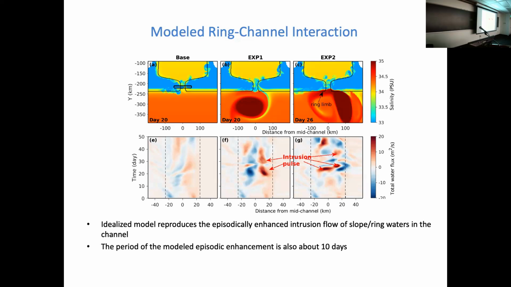And in both of these other cases, we have a warm core ring impinging at the channel. In both cases, as time proceeds, when the ring starts to impact the channel, you have this episode of strong red, the intrusion flow on this side of the channel. The dashed line outlines the channel there. And it's also not persistent. It's actually episodic, separated by about 10 days, which is very similar to the observation. So what could that be?